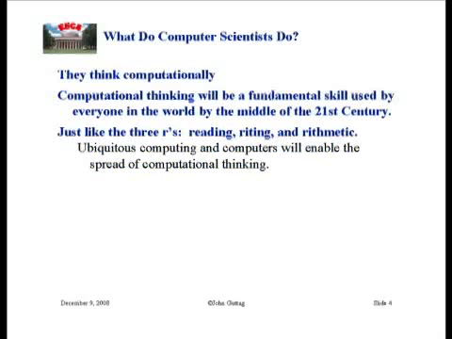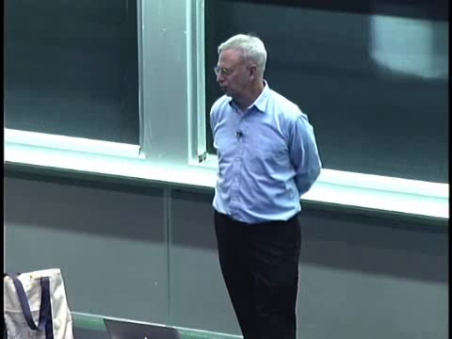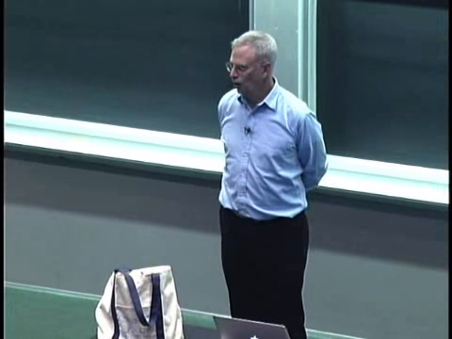Mostly what they have in common, and it's incredibly varied what you can do with computer science, but it all involves thinking computationally. And if I had to use a single phrase to describe 600, that's the phrase I would use. The semester is really about computational thinking. I think this will be a fundamental skill used by everyone in the world by the middle of the current century. And it will become one of the 3 R's of reading, writing, and arithmetic. And I haven't quite figured out how to put an R in the front of it, but sooner or later.